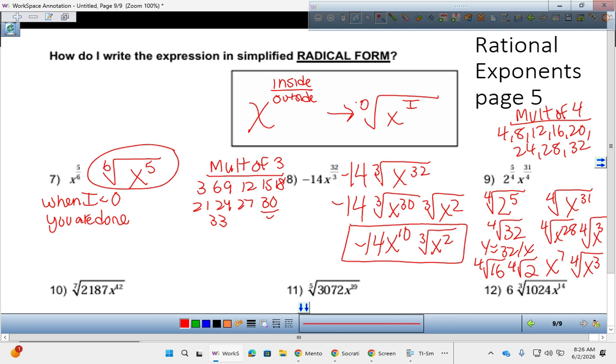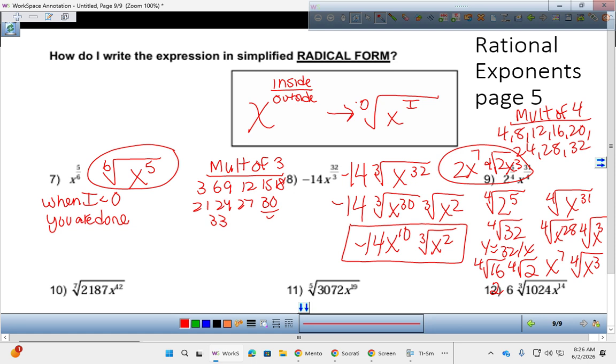So my final answer for this one, I don't have a lot of space, is the 4th root of 16 is 2. And then I'm going to keep the 4th root of 2. And then I've got x to the 7th. I'm going to put that in the front. And I'm going to put x to the 3rd in here. 2x to the 7th, 4th root of 2x to the 3rd. This was 2. Are you okay with that one so far?